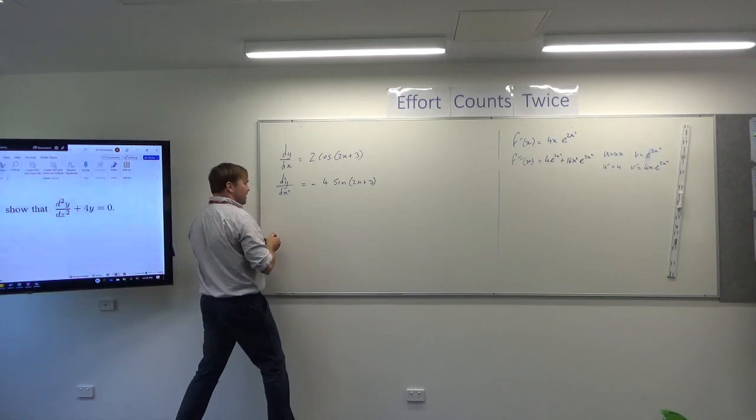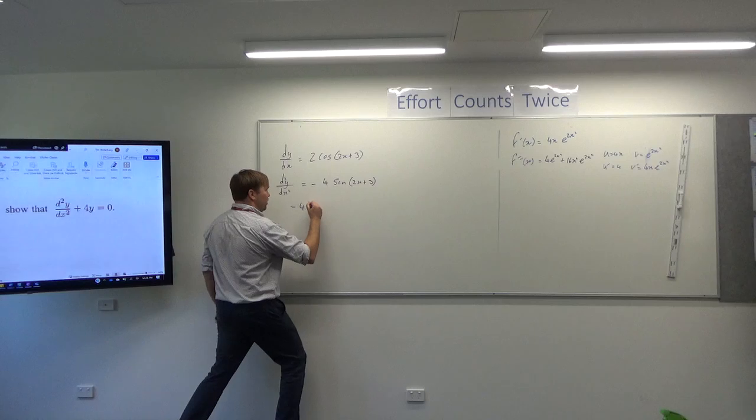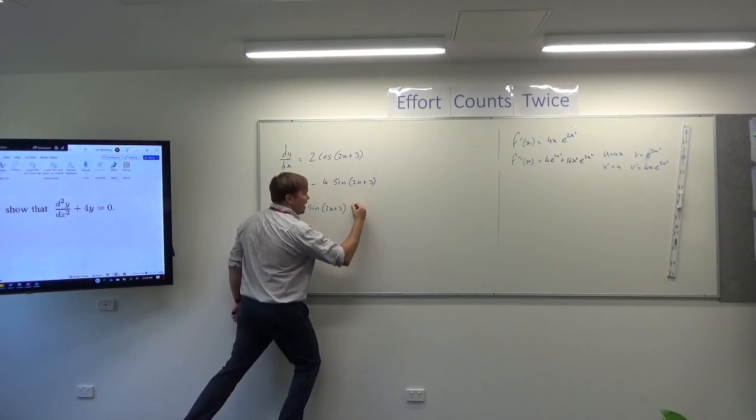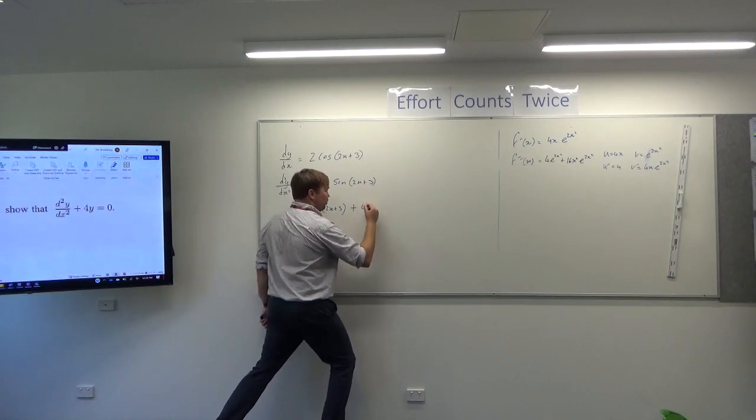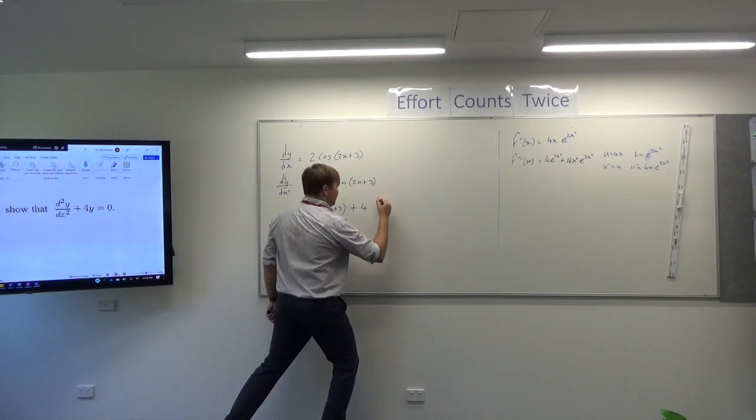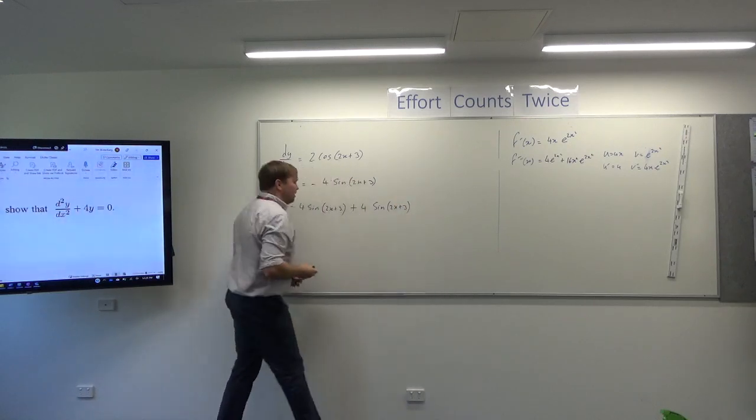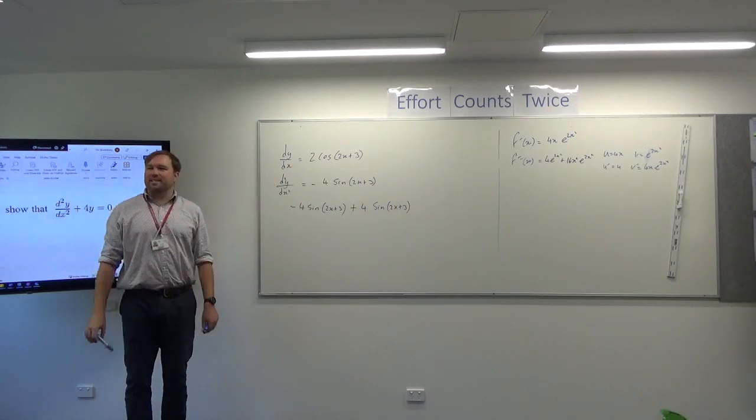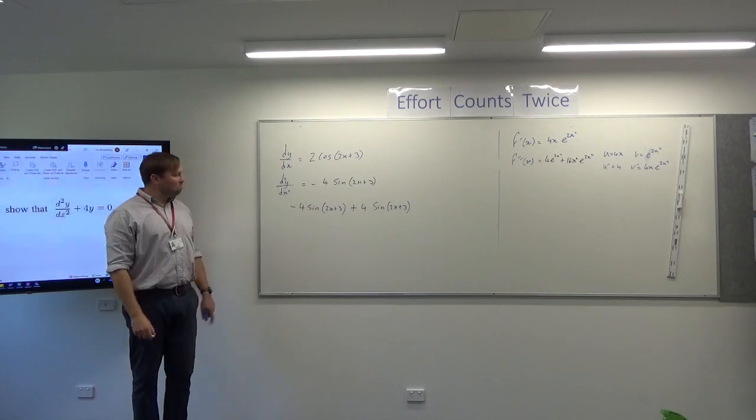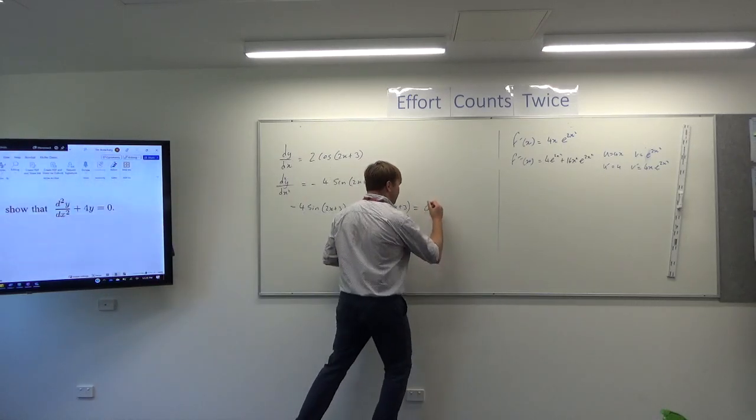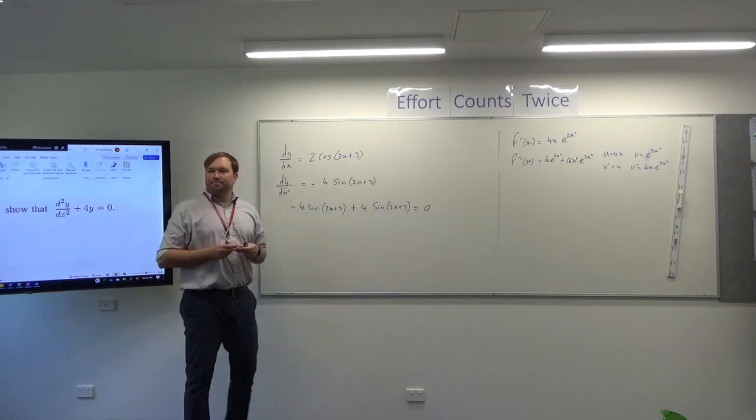The second derivative is minus 4 sine(2x plus 3). If we add on 4 lots of the original function, which was sine(2x plus 3), are we sort of convinced that's 0? Yeah, minus 4 lots of it plus 4 lots of it equals 0, as required.